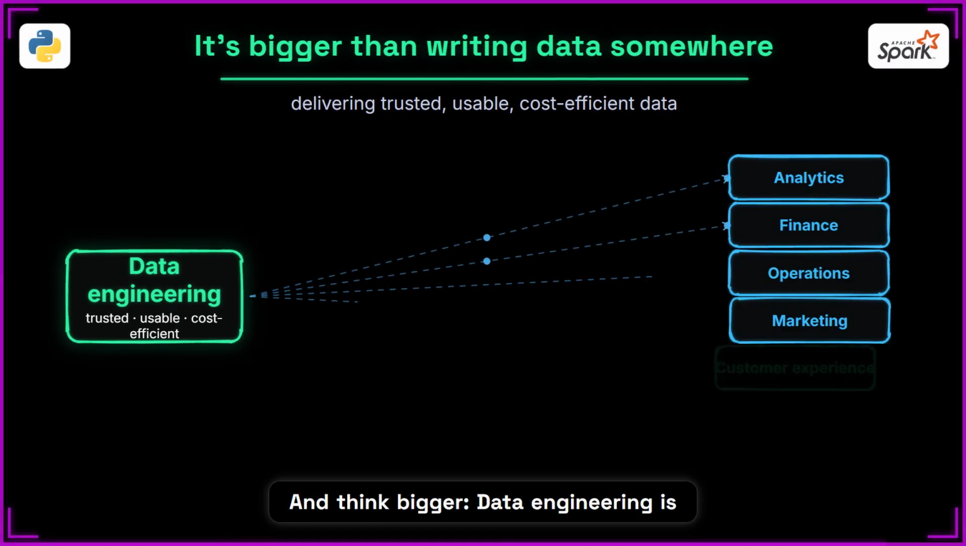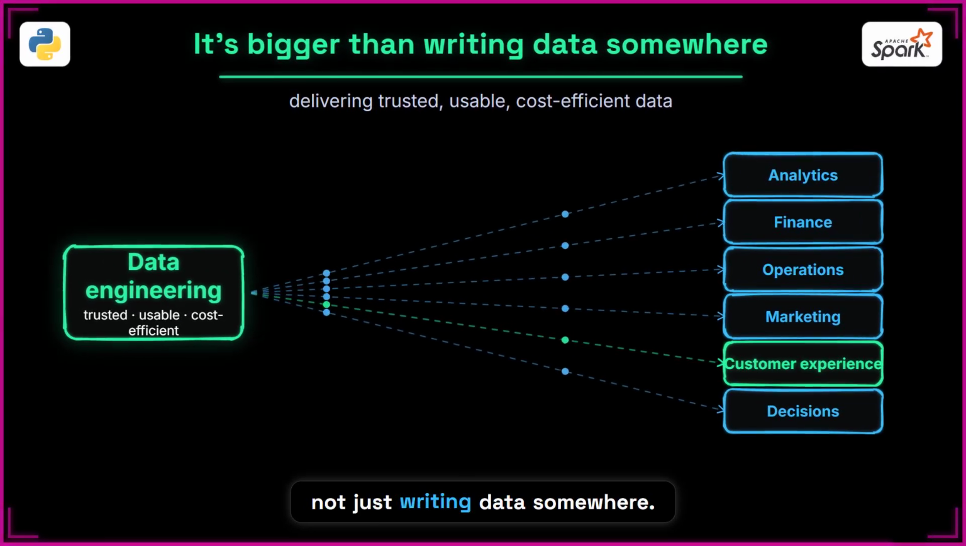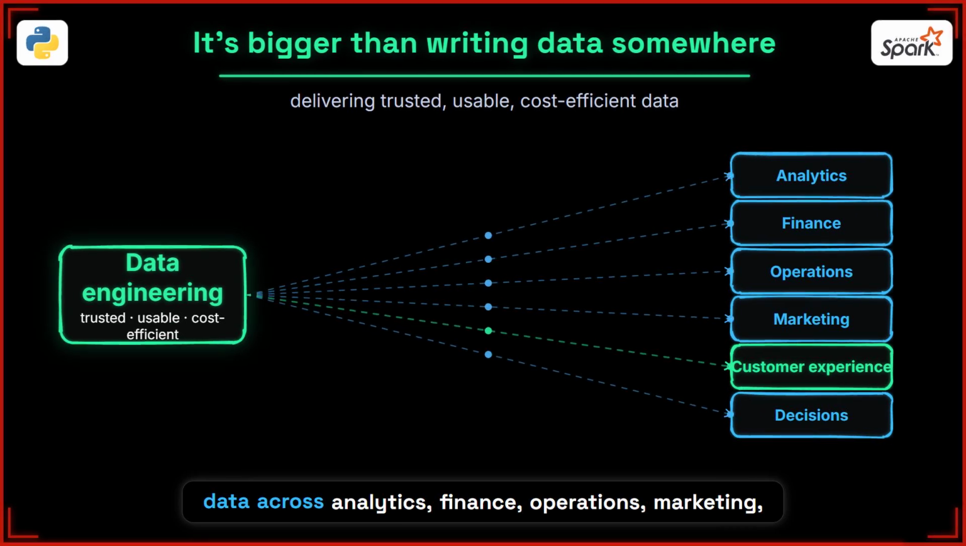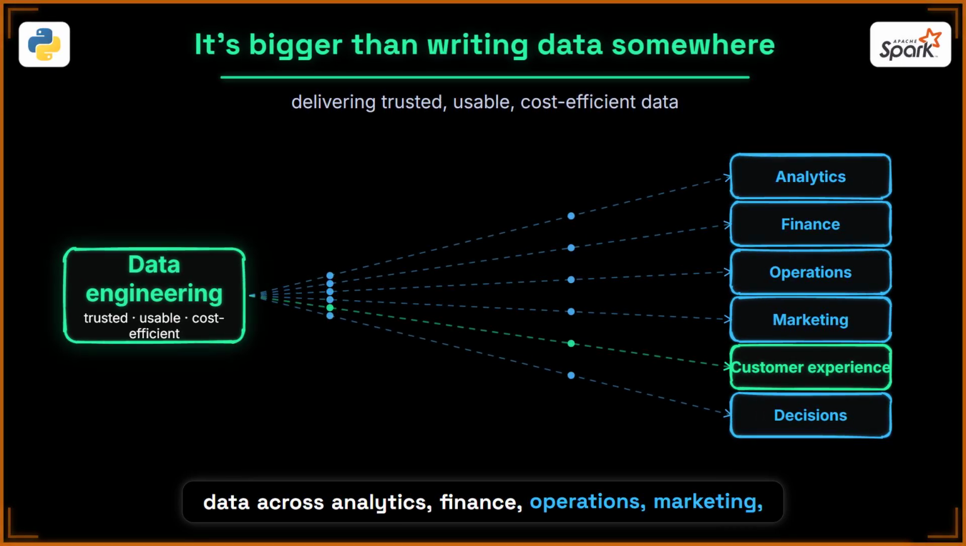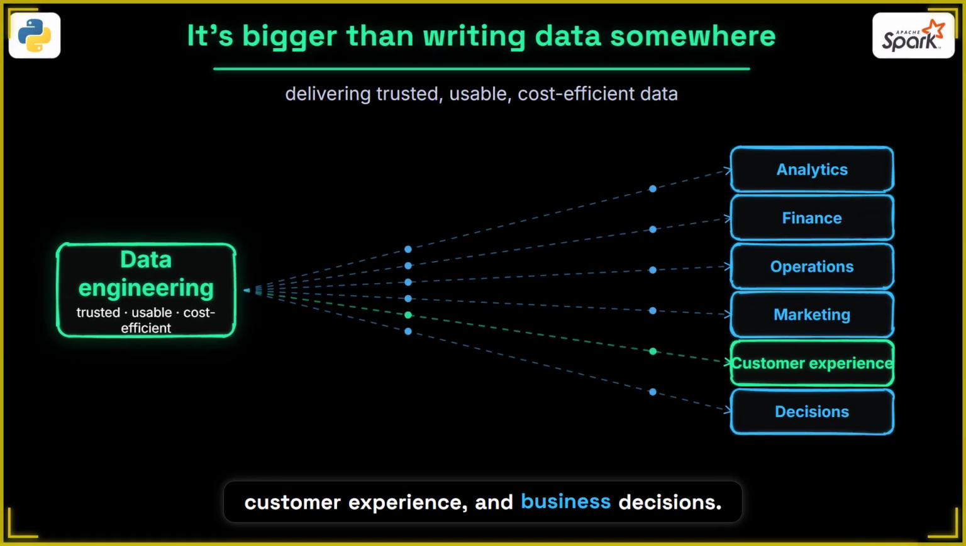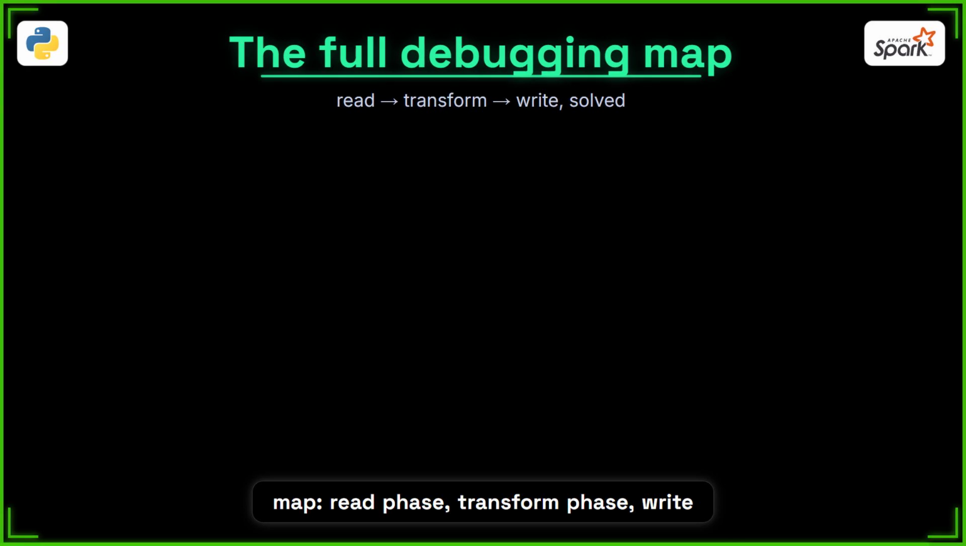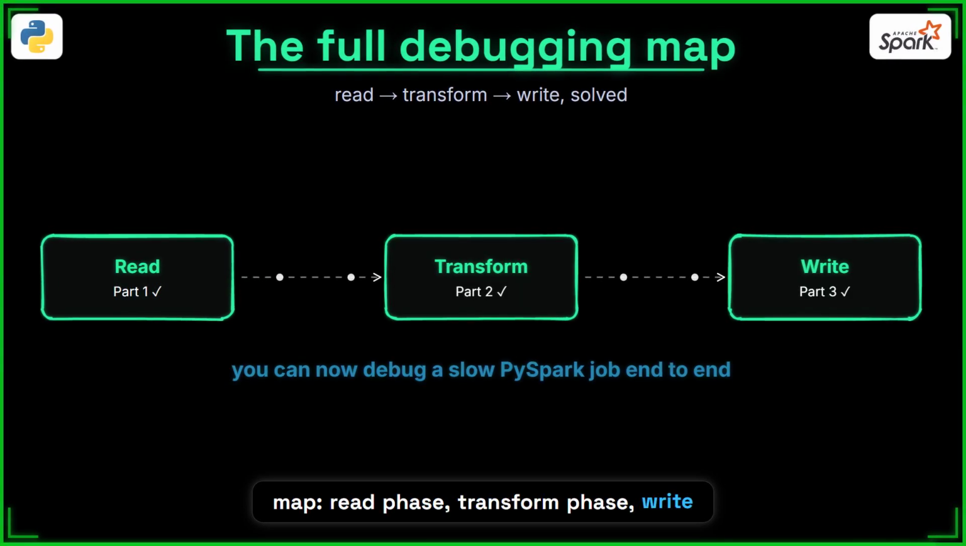And think bigger as well, because data engineering is not just about writing data somewhere. It is delivering trusted, usable, and cost-efficient data across analytics, finance, operations, marketing, customer experience, and business decisions as well. Now you have the full debugging map. That is, we discussed debugging in the read phase, transformation phase, and write phase as well.